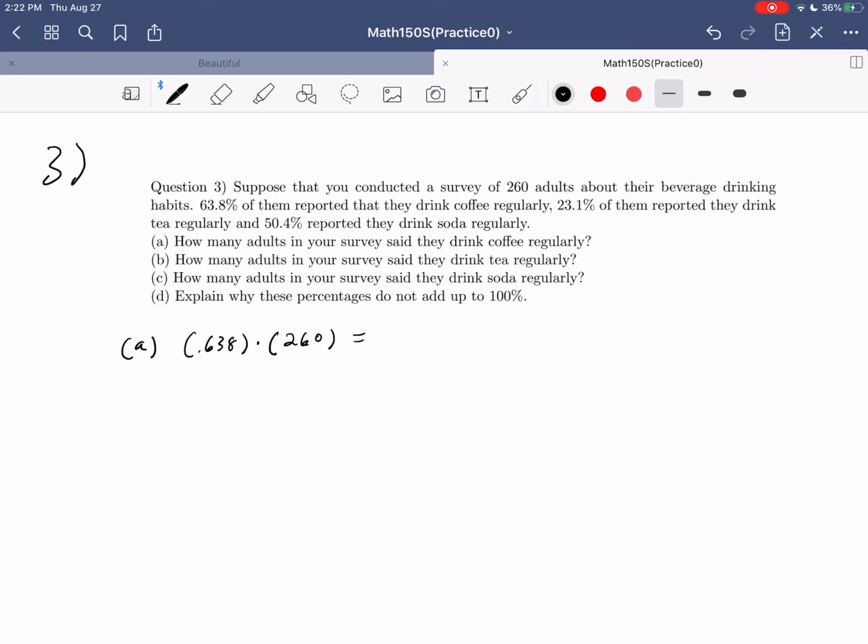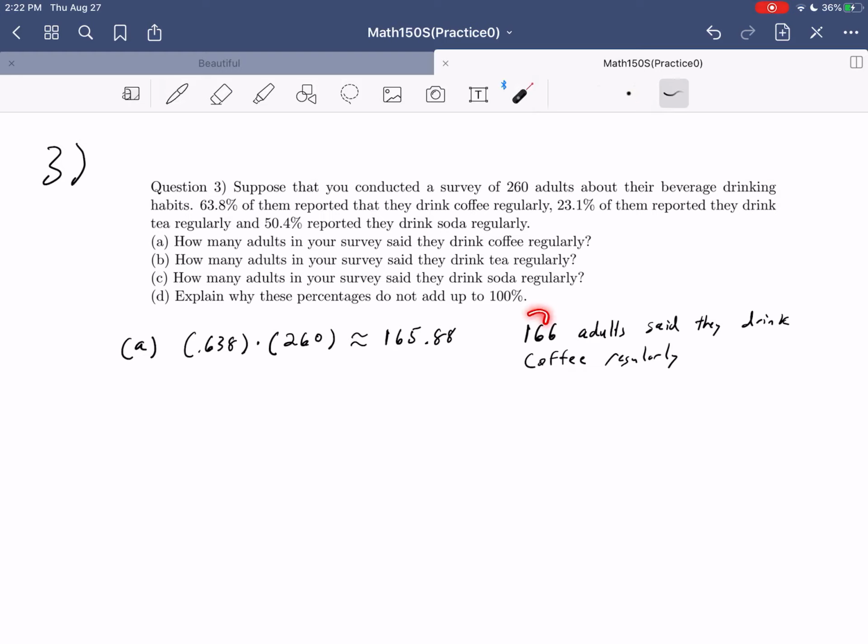0.638 times 260. You should get that that comes out as approximately 165.88. Now, obviously, that doesn't make sense for how many adults. Adults is something that's discrete. It has to be a whole number. So we will round this to the nearest whole number. So this means 166 adults said they drink coffee regularly. If you want, on your own, what you can do is you can take 166, divide by 260, and you will get back to that 63.8%.